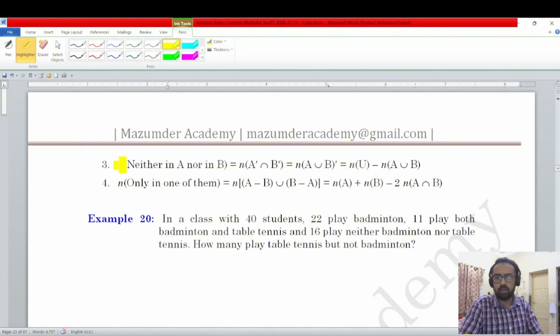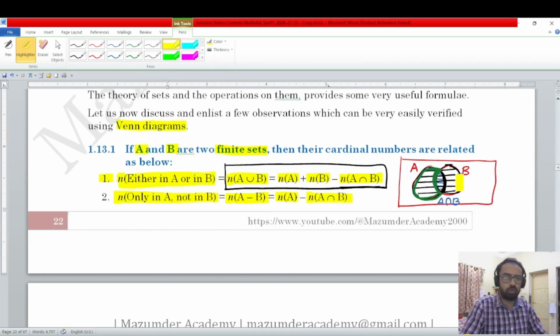Next is the cardinality of neither in A nor in B. It is not in A, not in B. That means the region will be outside their union. Understand? Neither A nor B means it will be outside their union. That means A union B complement, this outside region will be neither A nor B.